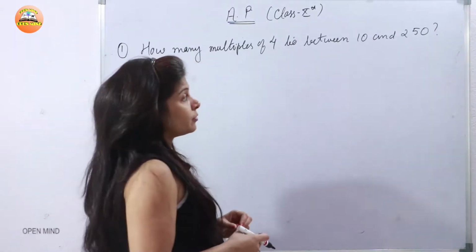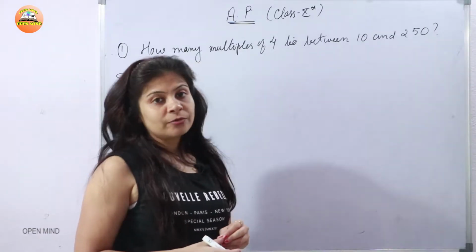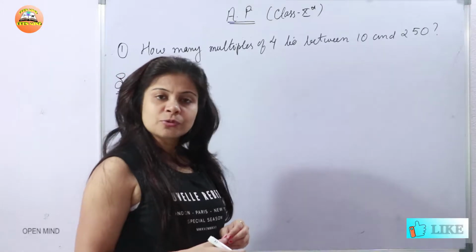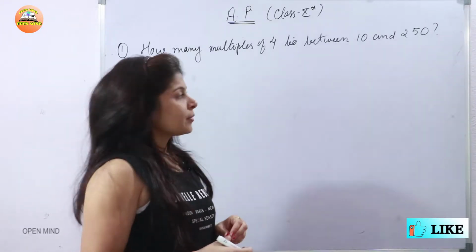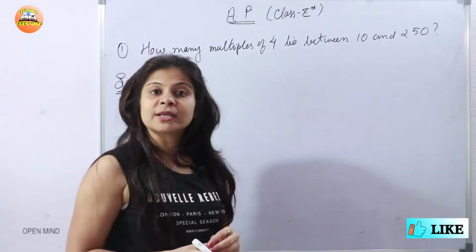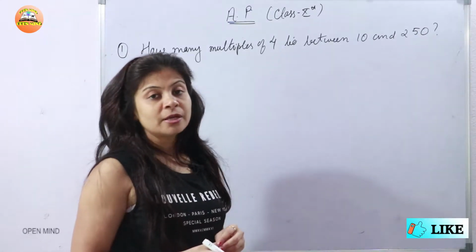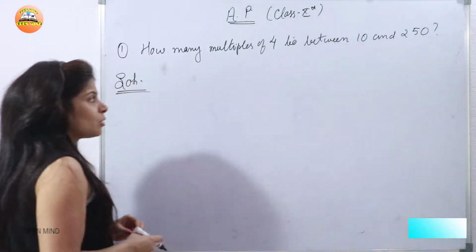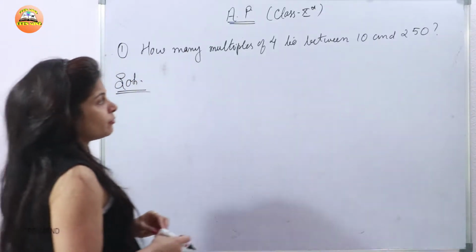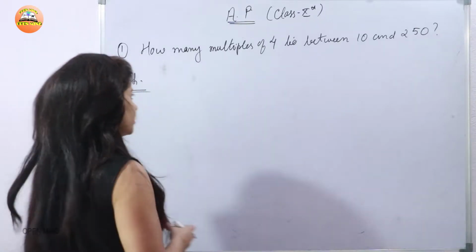Just remember, whatever questions we are doing are from the NCERT books. So just go through the solution and let us know if there is any problem in any step. And the second thing is, this question is very important from the examination point of view because these questions are always expected. So now let's see how we solve this question. How many multiples of 4 lie between 10 and 250?